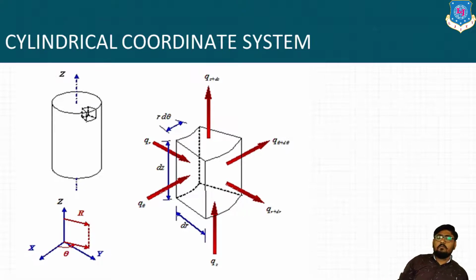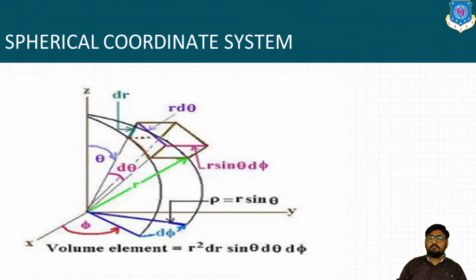Okay, so theta plus d theta will be the output. Over here in this system, as you can see, the dimensions will be dr into r d theta into dz. So the volume will be dr into r d theta into dz. That will be the volume of the system.